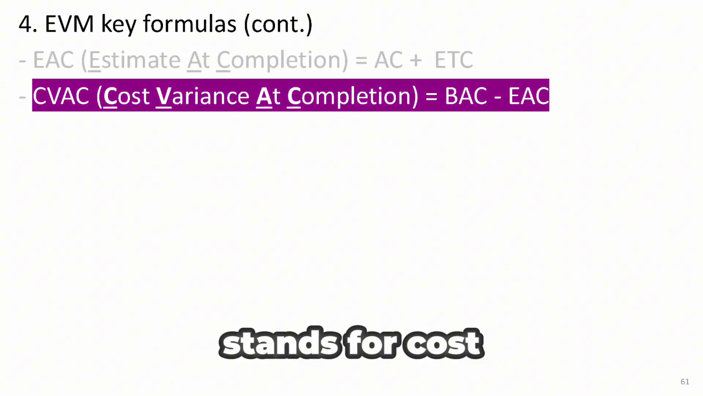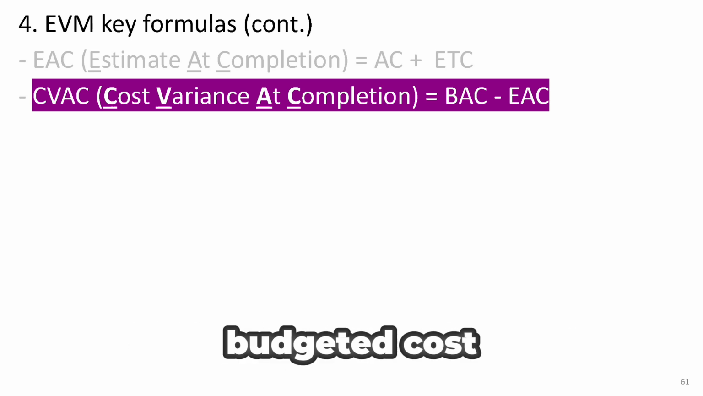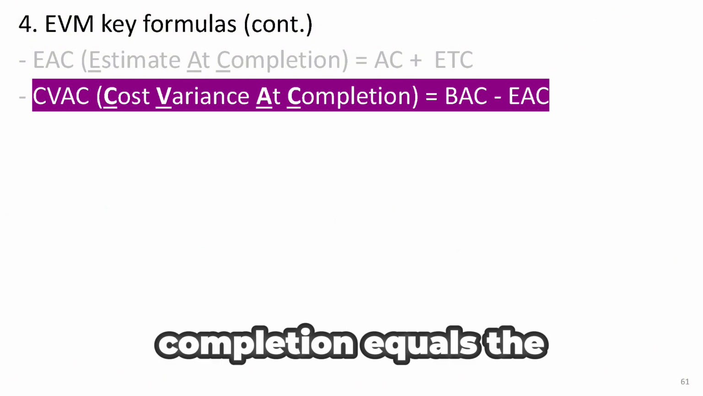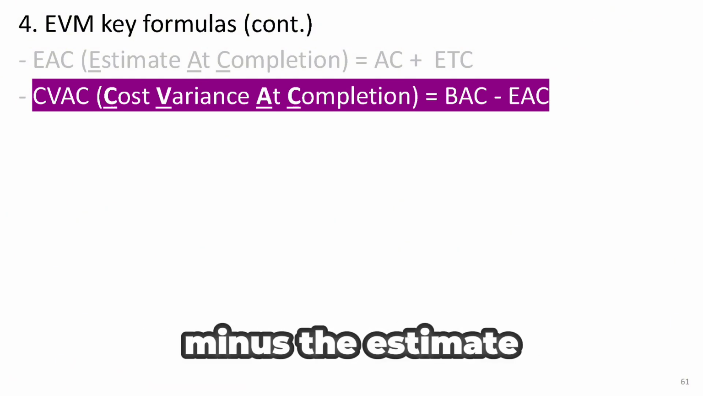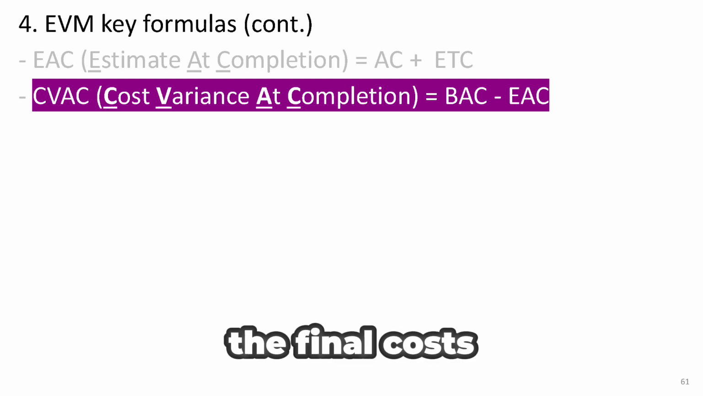Finally, CVAC stands for cost variance at completion. This shows the difference between the budgeted cost and what you expect the final cost to be. Cost variance at completion equals the total budget at completion, minus the estimate at completion. These formulas help you forecast how the final costs will turn out.